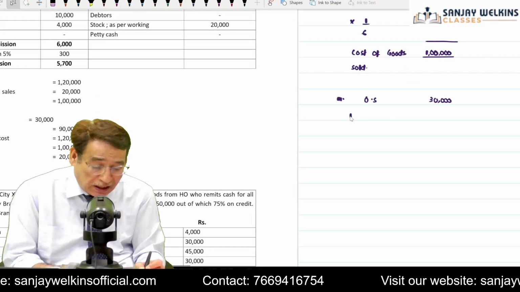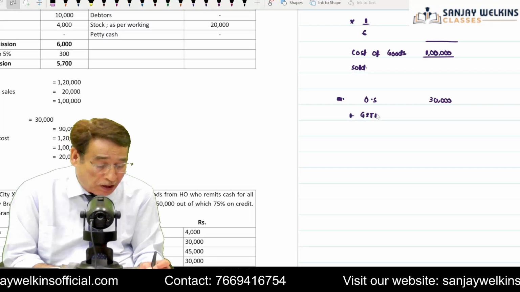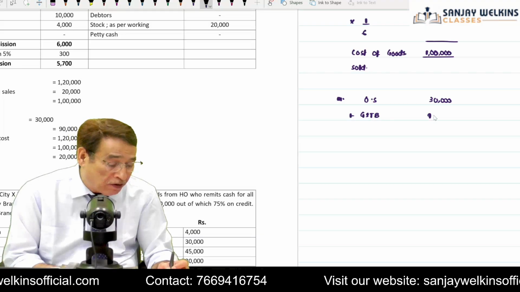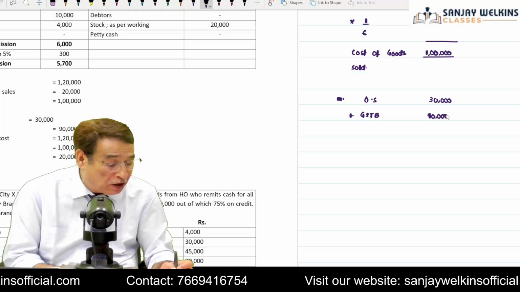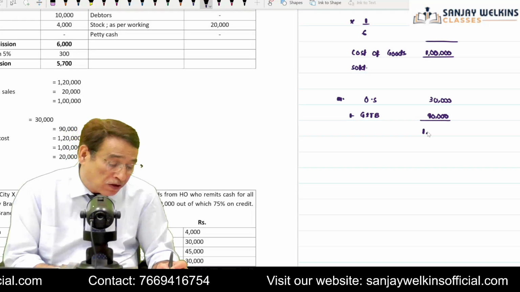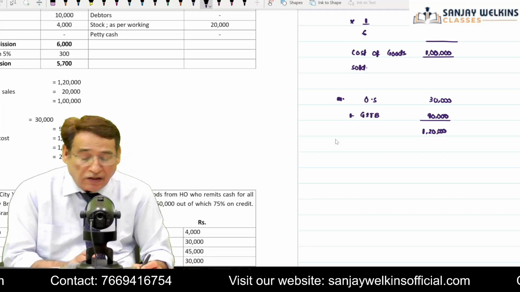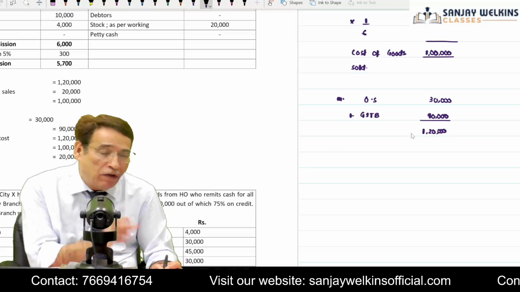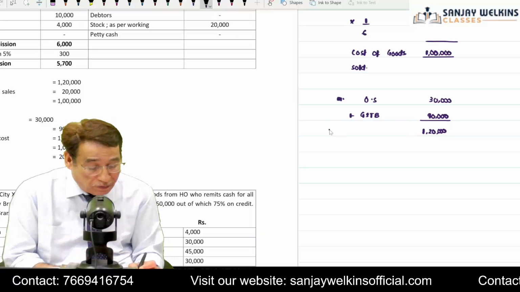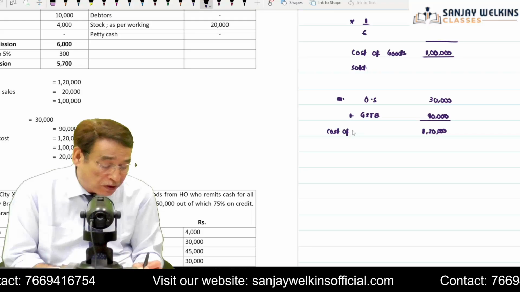And in the current year, goods sent to branch is 90,000. It is given in the question that head office has sent 90,000 worth of goods. So that means the total cost of the goods which is available with the branch is 1,20,000. We may say this is the cost of the goods which is available with the branch for sale.